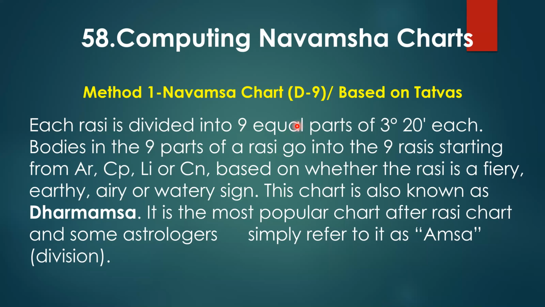Look at this simple thing: Aries, Capricorn, Libra and Cancer. Whether the Rashis are fiery, earthy, airy or water signs. What is the element holding Capricorn? Anyone? Capricorn? Prithvi. Prithvi Tattva, that is the earthy sign. What is Libra? Vayu. Yeah, airy. And Cancer, we know it's a watery sign.